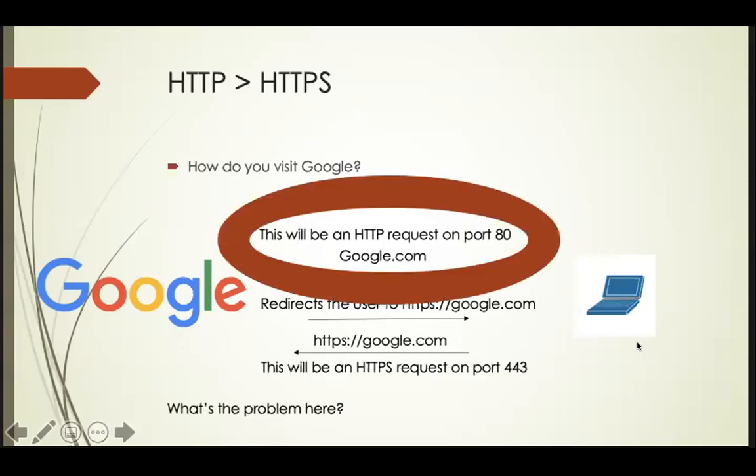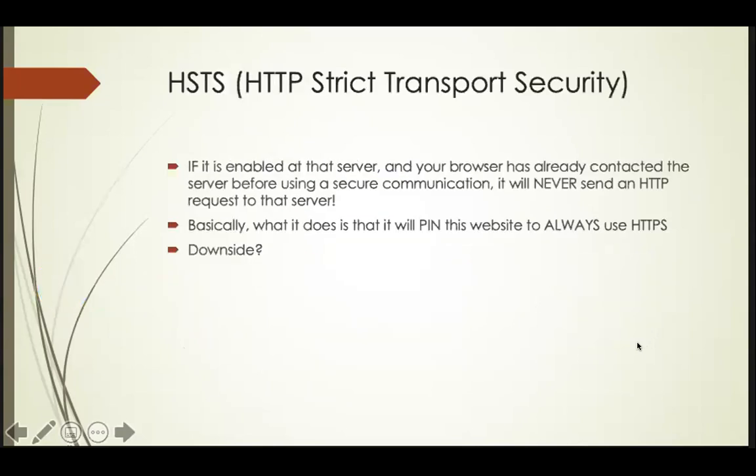Okay. Now let's go to the solution basically, right? There's something called HTTP Strict Transport Security, okay? This has been created a while ago. If it is enabled at the server and your browser has already contacted the server before using a secure communication, it will never send an HTTP request to that server, even if you did google.com right away, right? Basically, what it does is that it will pin this website to always use HTTPS. It will not allow you to use HTTP at all, okay?